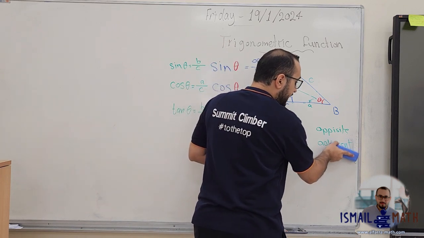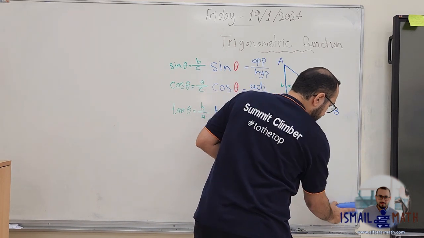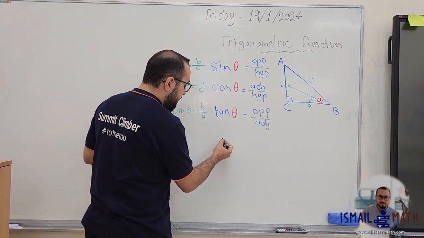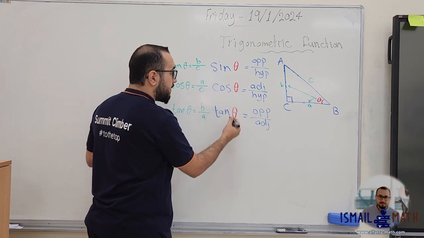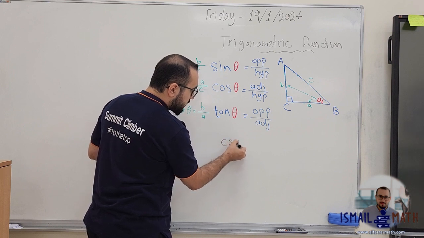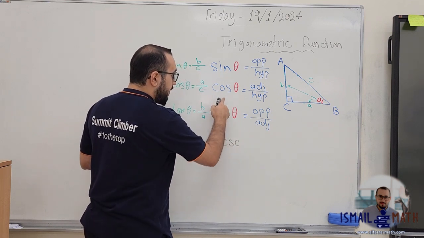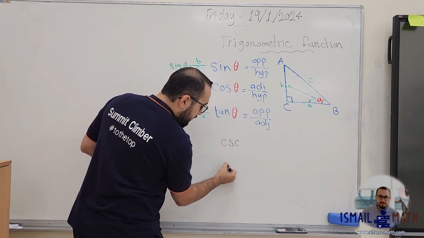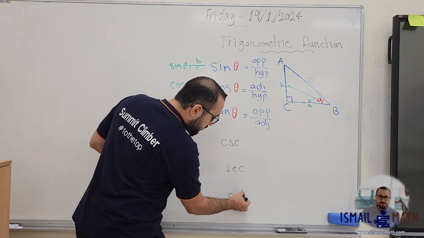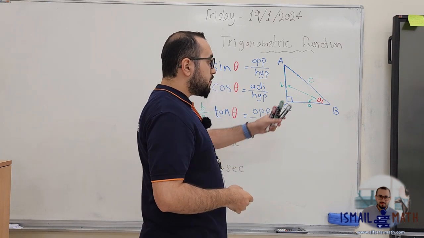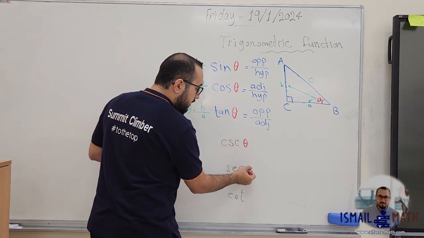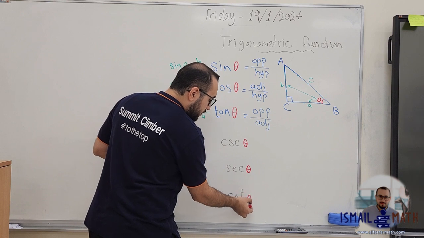Now we have the other three trigonometric functions. The first one is the reciprocal, or the inverse, of the sine, which we call cosecant. We have the reciprocal of the cosine, which we call secant, and the reciprocal of the tangent, which we call cotangent. If I need to find theta for all of these, it's the same thing: I can use cosecant theta, secant theta, and cotangent theta.